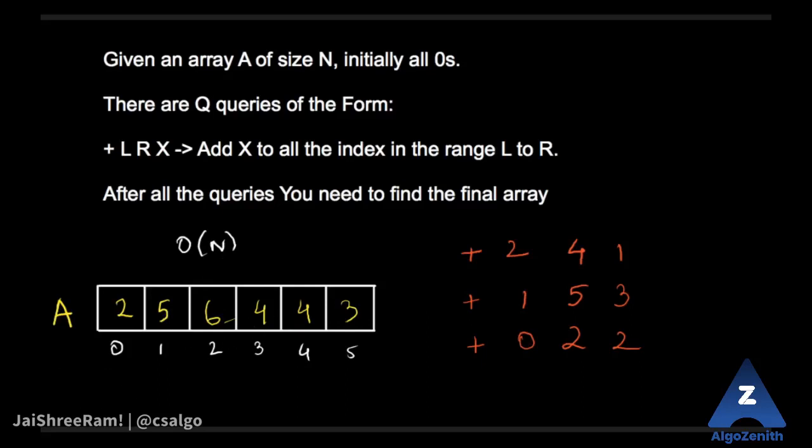So we cannot really do this, because it would take q times order n. There are q queries, so this would be order q times n. This is a brute force solution. We want to do something better than this. So how do we improve on this idea?